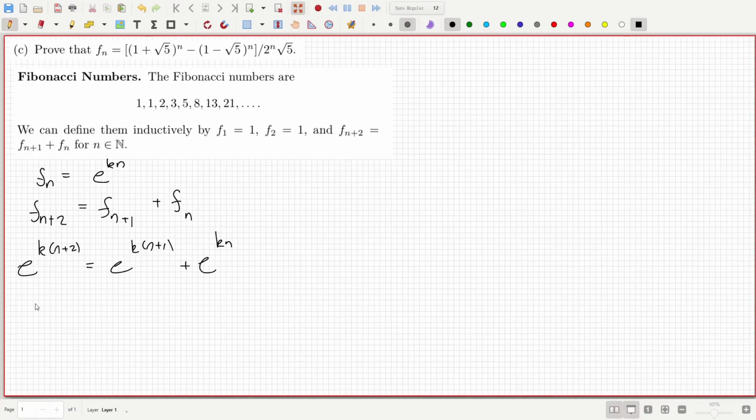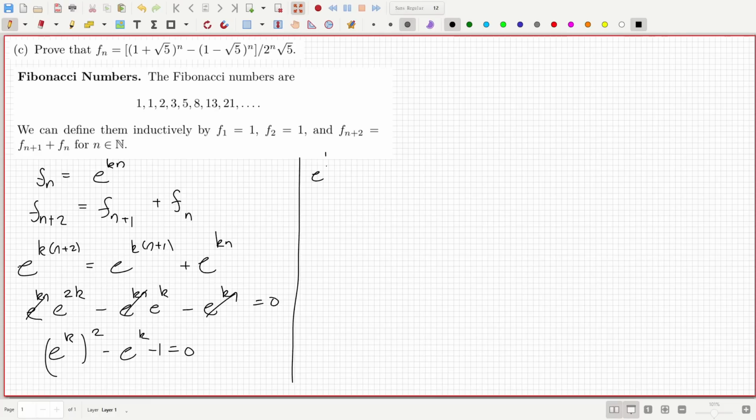So let's see, that would be e^(kn) e^(2k) minus e^(kn) e^k minus e^(kn) equals 0. So e^(kn) can be taken out. So that's e^(2k) minus e^k minus 1 equals 0.